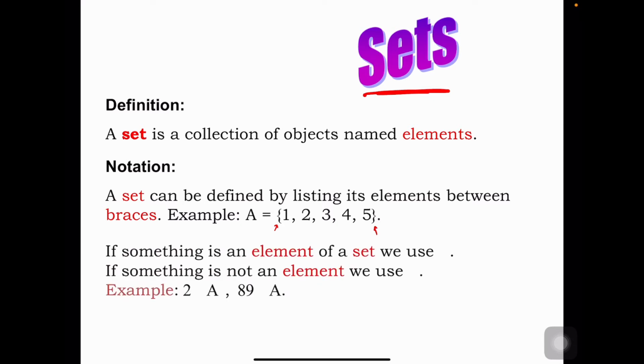Okay, so if something is an element of a set, we use this symbol. It's kind of like an E. If something is not an element, we use the same E, but then we draw a line through it to say it's not an element. So for example, in this set, we can say that 2 is an element within A, and 89 is clearly not within those braces, so we can say that 89 is not an element in A.